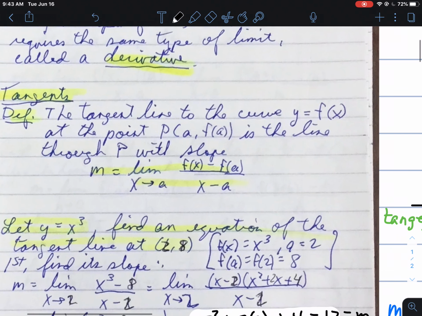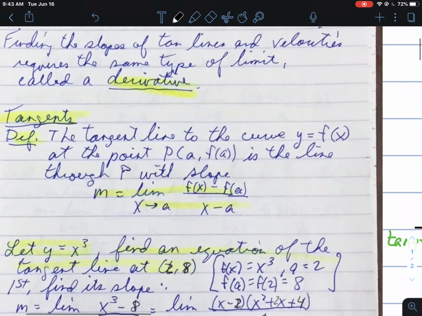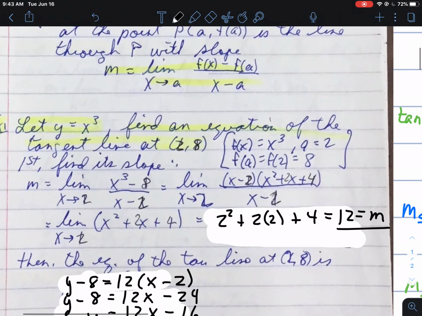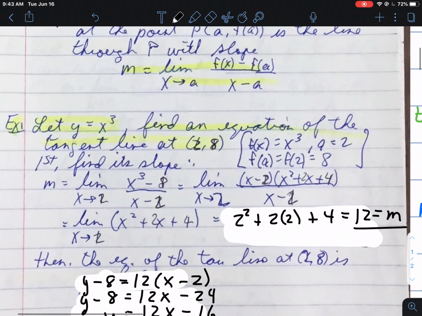And we did it in the context of tangents and using the slope of the secant line to give us the slope of a tangent. So that's all this is, same thing. So from there, now we have a formula that we can work with. So let's say, for example, take the function y equals x cubed.